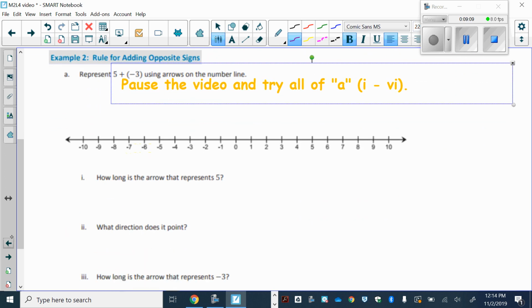Now I'd like you to pause the video and try all of A. This goes into the next page. No? I guess it ends on this page. Where do I want you to stop? I want you to do all of A, which goes into the next page.